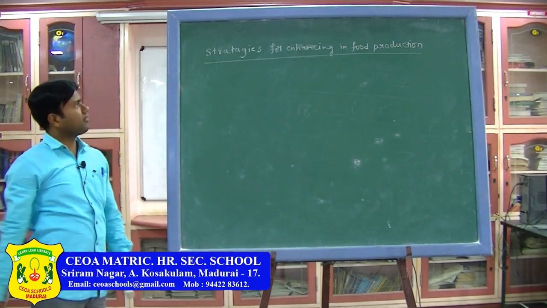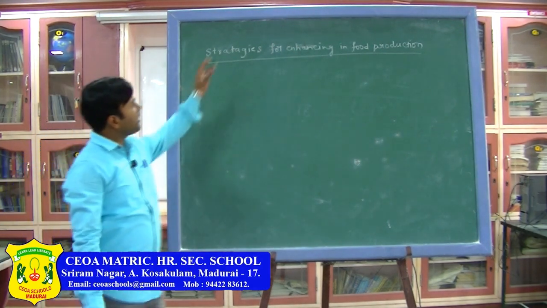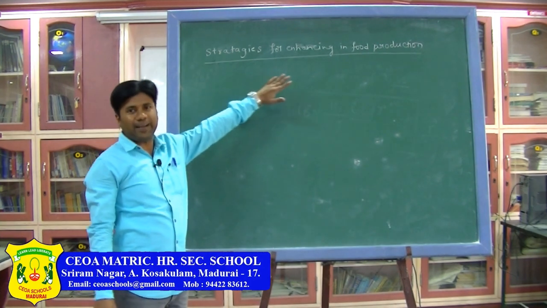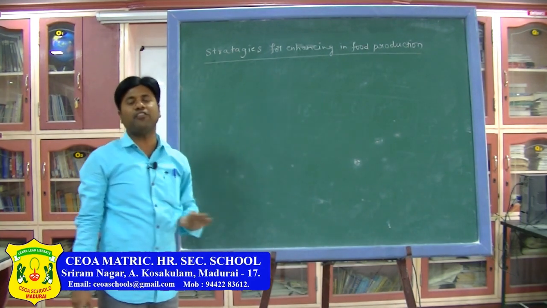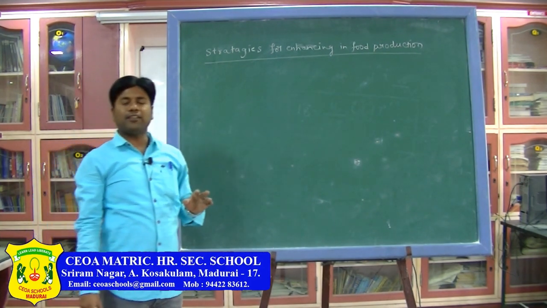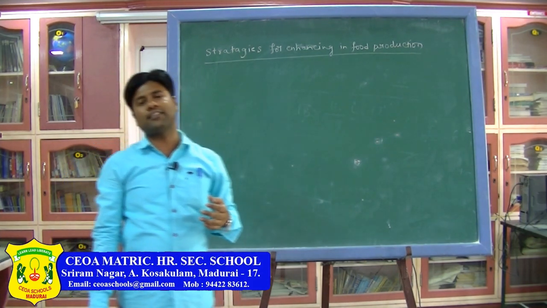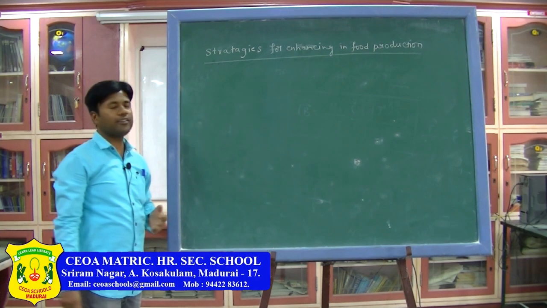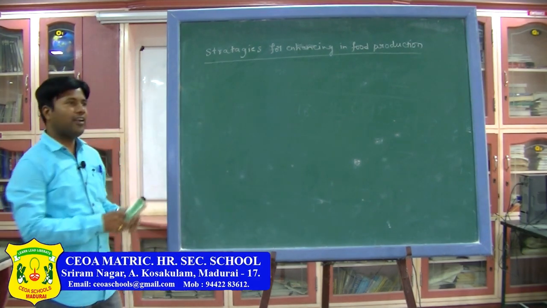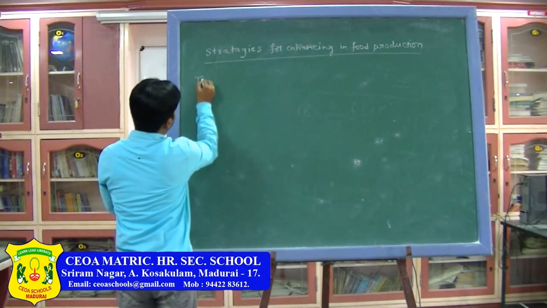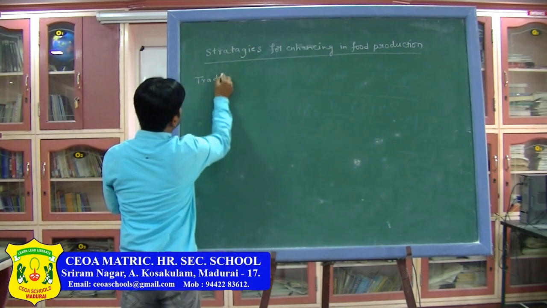So, in this lesson, what is the name of the lesson? Strategies for enhancing food production and plant breeding. In this lesson we are going to learn what the traditional type of farming is and what the advanced type of farming is. First of all, let us see what we get through traditional farming.